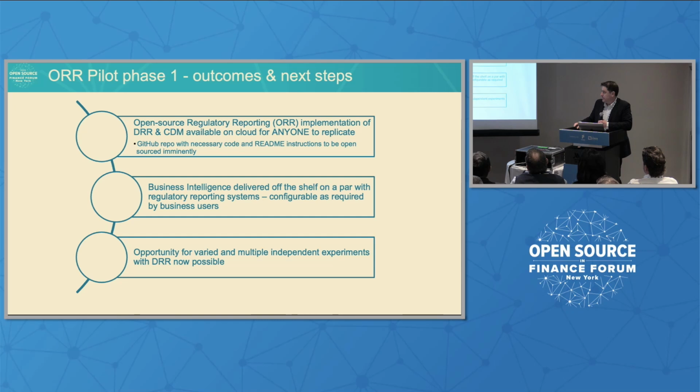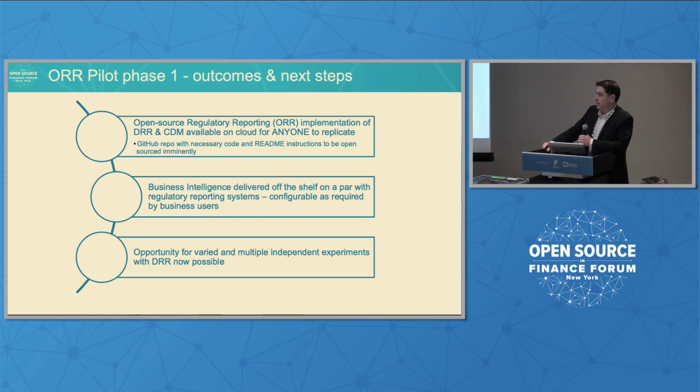And then there's opportunity for varied and multiple independent experiments with DRR now. So people can take this, use Databricks, use their own Apache Spark implementation, and throw lots of data at it and see what comes out. And actually, this afternoon, we're talking about CDM and AI. There's some guys working on AI rule writing and stuff. It's all sort of coming at us from different directions. But some of the things we talk about as kind of aspirational goals are really happening.